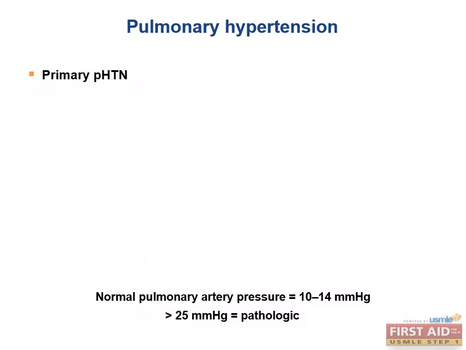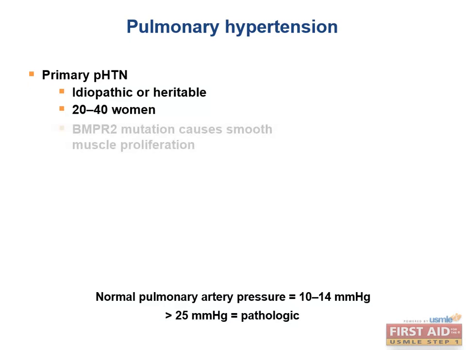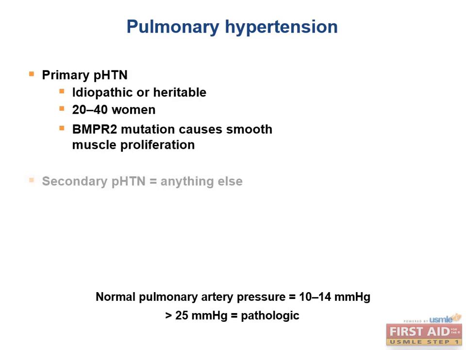Primary mostly corresponds to idiopathic or heritable pulmonary arterial hypertension. It most commonly occurs in women aged 20 to 40. One major cause, although not the only cause, of primary pulmonary hypertension is an inactivating mutation in the gene for bone morphogenic protein receptor type 2, or BMPR2 gene. This is a member of the TGF-beta signaling family, whose normal function is to inhibit vascular smooth muscle proliferation. You can think of secondary pulmonary hypertension as being caused by almost anything else.